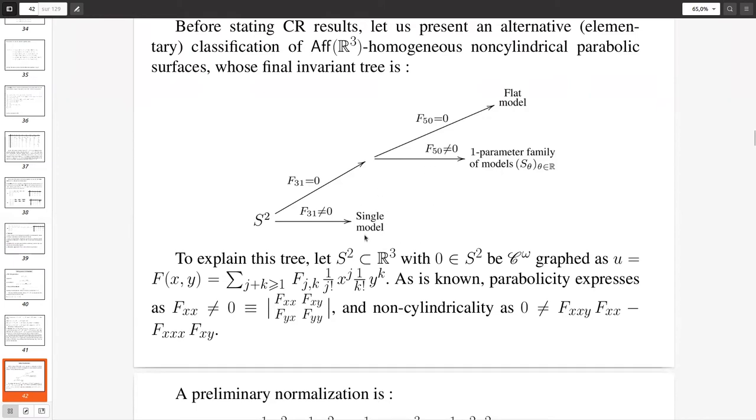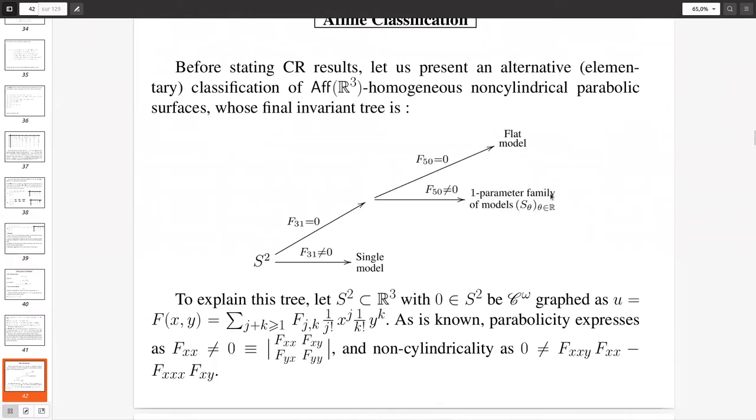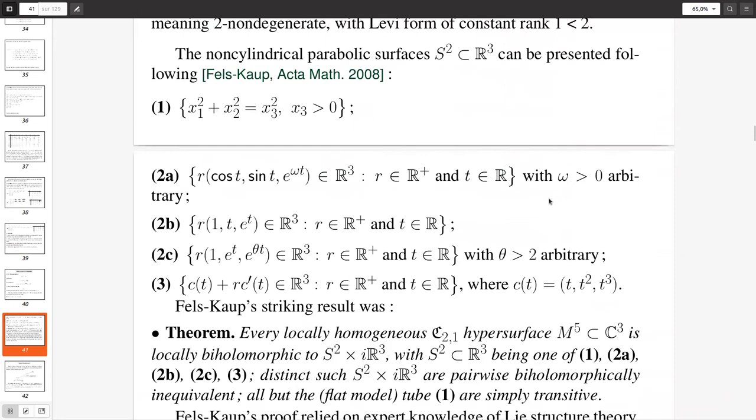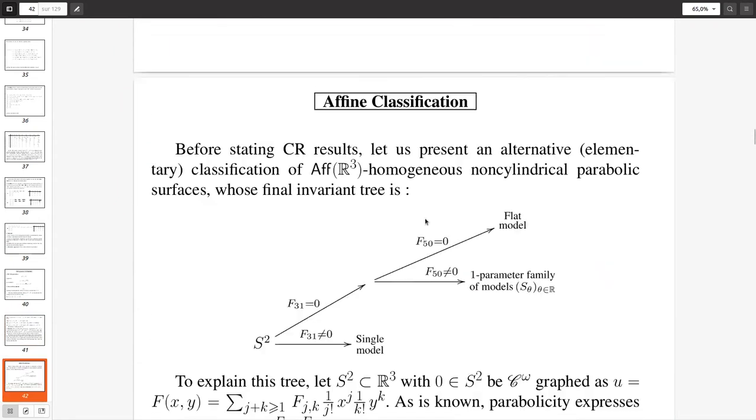And then there is a single model. It does not depend on parameters. And it is a homogeneous model, sorry. And then there is a new Taylor coefficient F5-0. When F5-0 is non-zero, you have a one-parameter family of models. In the list of Fels-Kaup, which is also classical and goes back maybe to the 19th century, you have in this case three subcases, because when you want to integrate the Lie algebra, you have to discuss cases. But in my view, I prefer to gather all these models in just one branch, parameterized by a certain parameter theta.